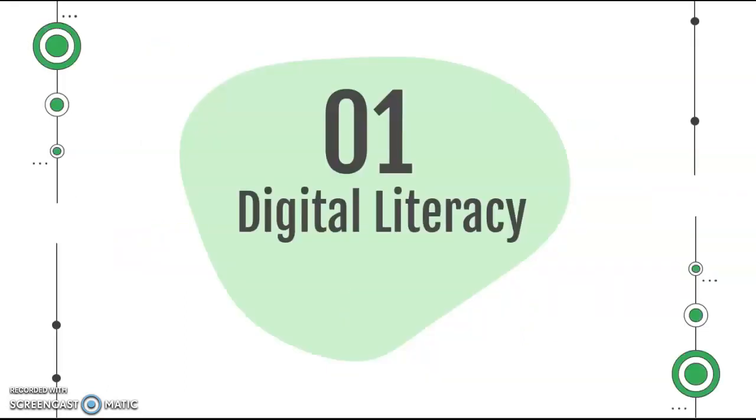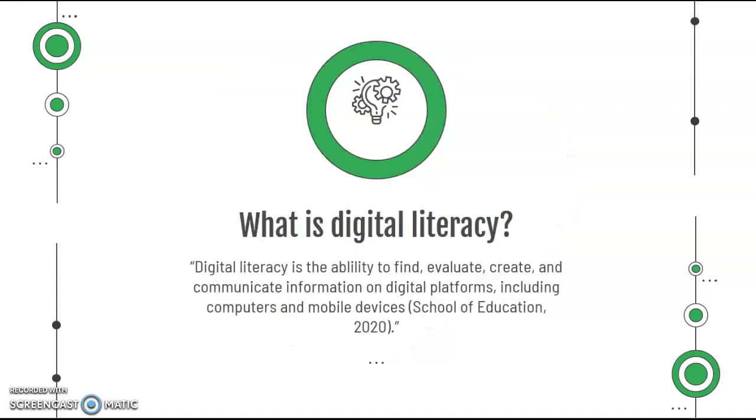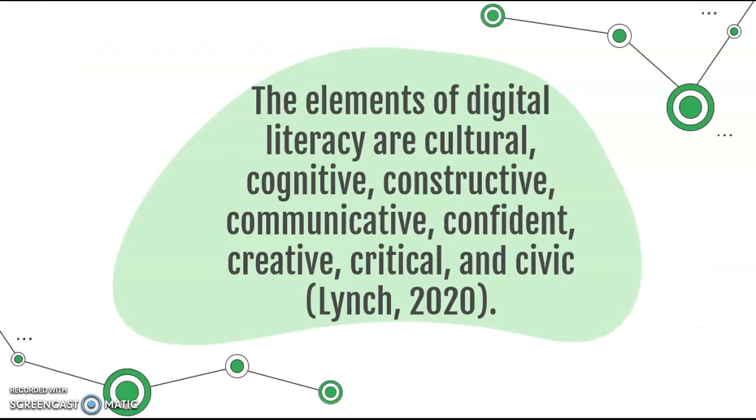So, first we're going to discuss digital literacy and what exactly that is. So, digital literacy is the ability to find, evaluate, create, and communicate information on digital platforms, including computers and mobile devices. The elements of digital literacy are cultural, cognitive, constructive, communicative, confident, creative, critical, and civic.